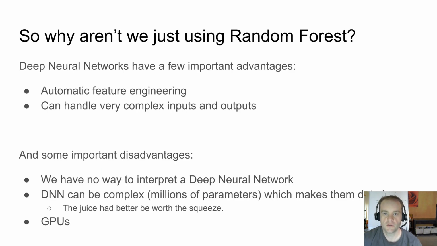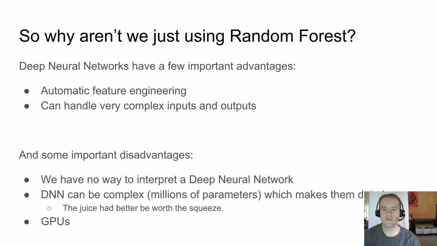Why are we doing this? Why aren't we just using random forest or one of these other really good machine learning models that is maybe less complex, less crazy? So deep neural networks have a few really important advantages. This is sort of the motivation to why you would care to learn them. The first one is automatic feature engineering.